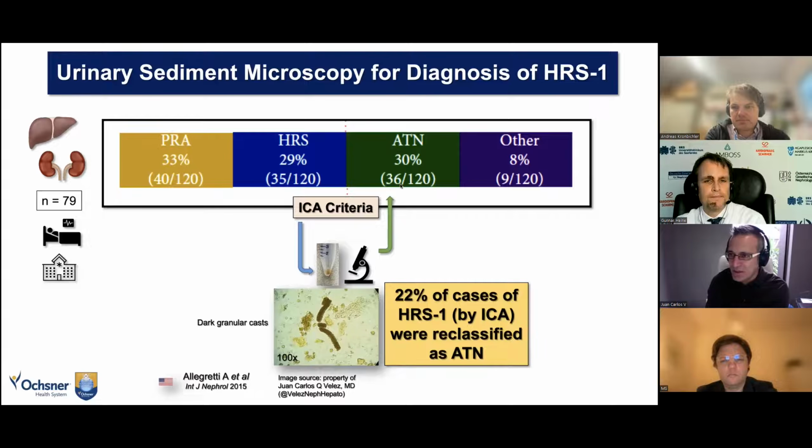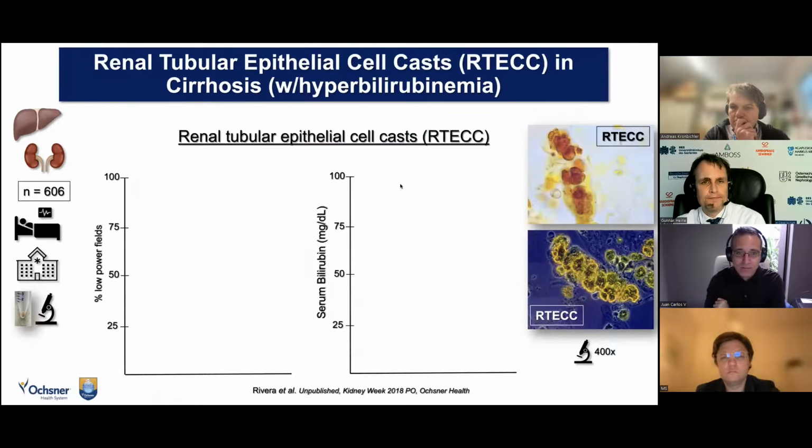We recently presented a similar effort we did at our center. We presented it at Kidney Week in Orlando just a couple of months ago. And for us, it was actually 53%. So this shows that the addition of microscopy could unmask cases of acute tubular injury that perhaps could be inadequately treated as HRS. And yes, I mentioned the presence of renal tubular epithelial cell casts.